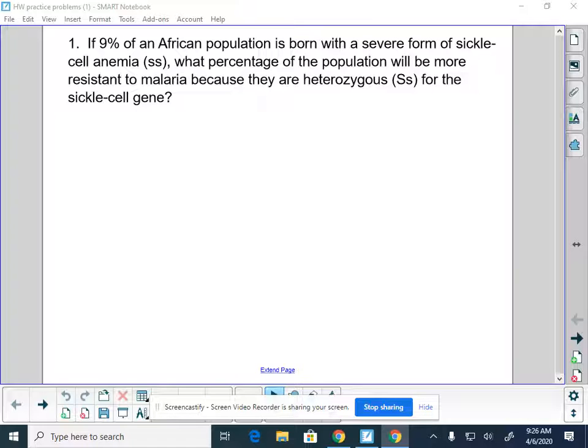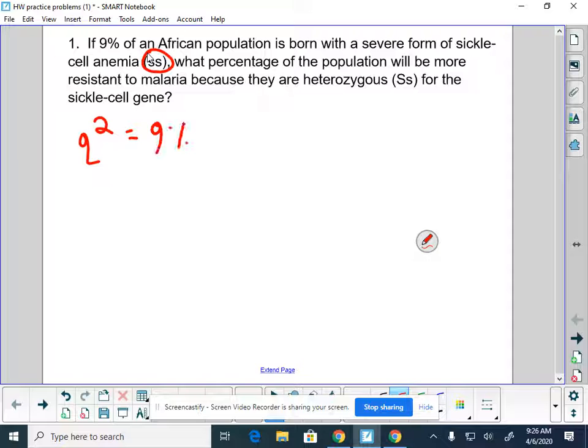9% of an African population is born with a severe form of sickle cell anemia. That tells us the content that the question is giving us. It's the homozygous recessive phenotype, or in Hardy-Weinberg symbols, it's the Q squared value. Q squared in this question is 9%. We always change that into a decimal, so 0.09.